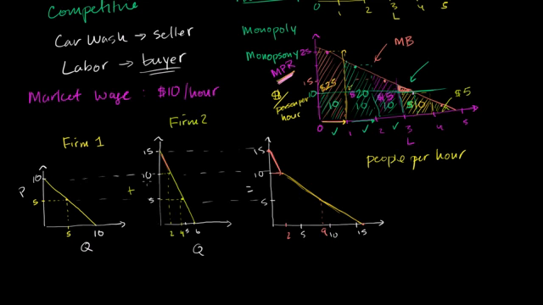We're just looking at each of their demand curves at any given price. We're seeing, okay, what is the demand from firm 2? What is the demand from firm 1? And we're adding them together. And then we get this combined market demand curve, firm 1 plus firm 2.